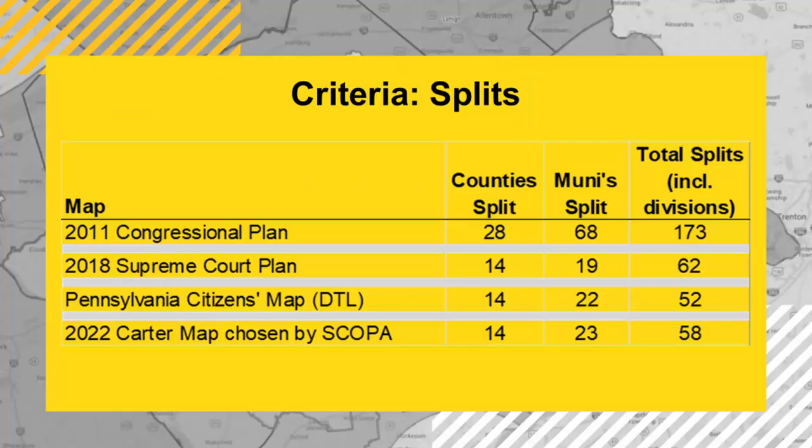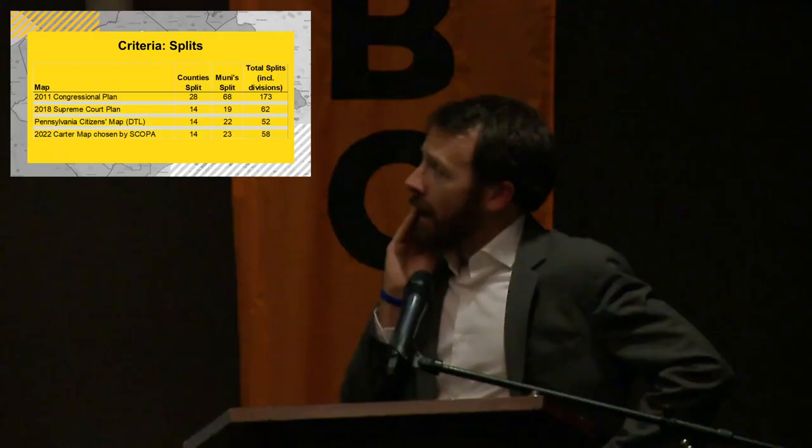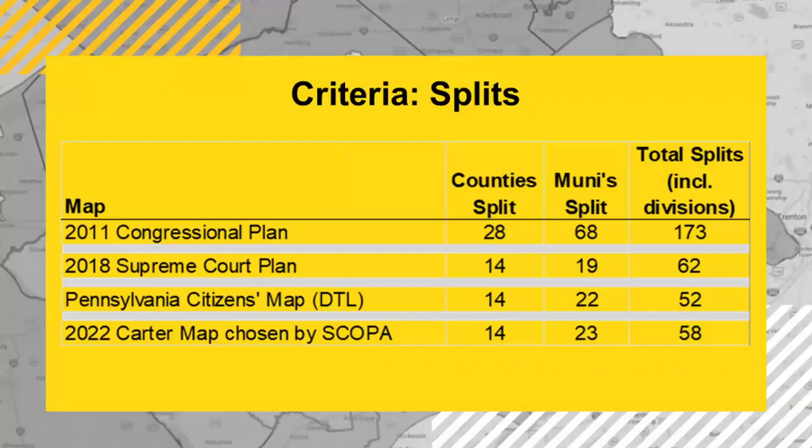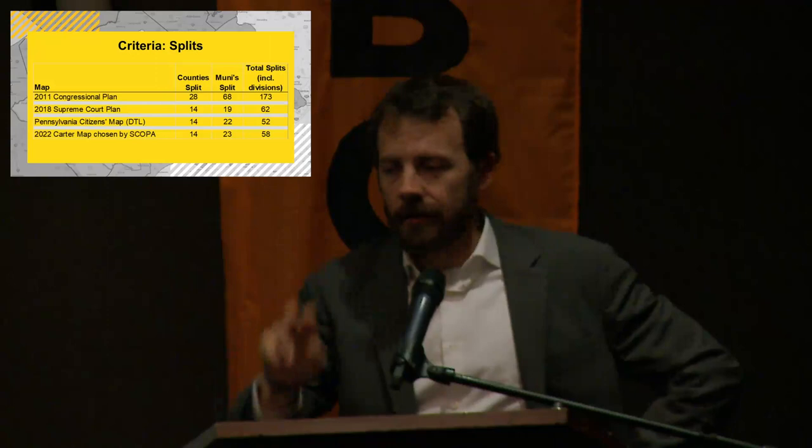These are fairly self-explanatory. You don't see too much difference. The splits is really interesting. We point this out because this was a constitutional value for the legislative maps that were put forth as a value to pursue in the congressional maps as well. So the 2011 plan had 173 different splits. If I split Dauphin County between two districts, that counts as one split. If I split it between three districts, then that's two splits, right? And moving forward, you add up the counties, the municipalities, and the divisions or wards into a split.